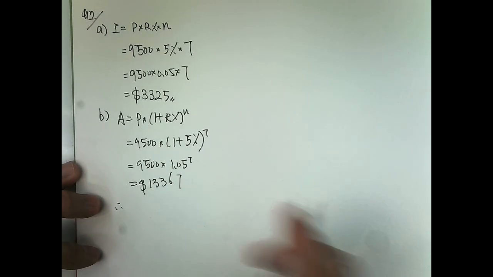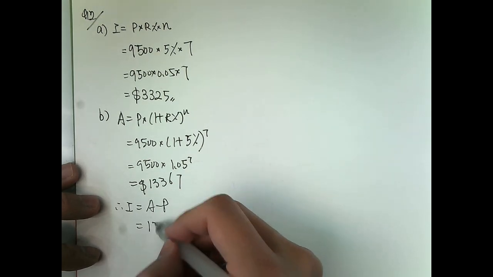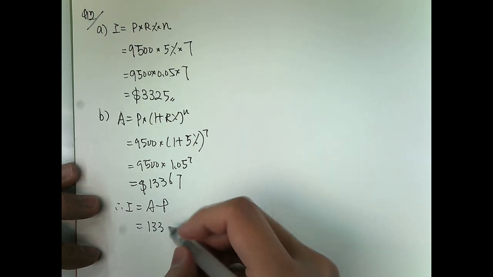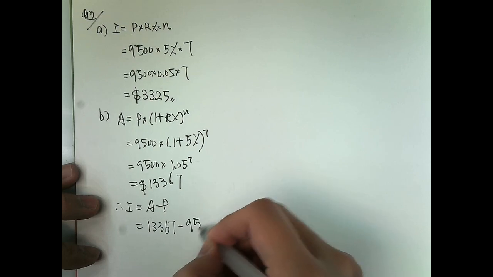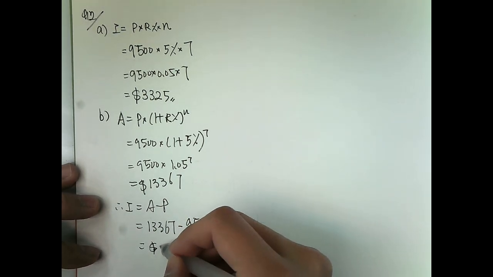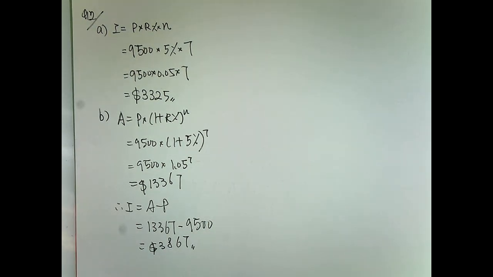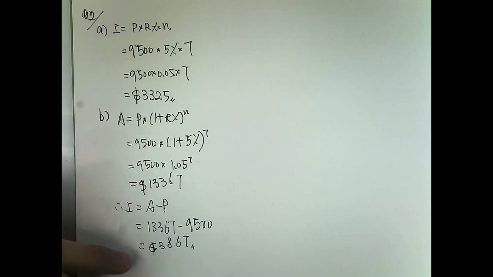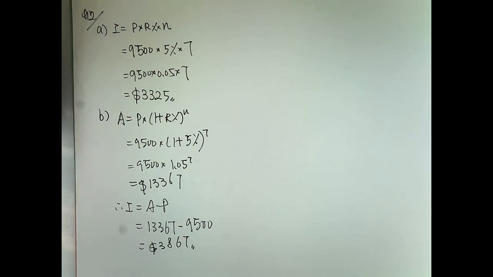So I equals A minus P, right? A here, 13,367 minus, okay, the principal, 9,500, okay? So go to your calculator. So you have this 3,867, this one, okay? So you can see that the compound interest is actually more than the simple interest, always more than the simple interest, understand? So this is 12.